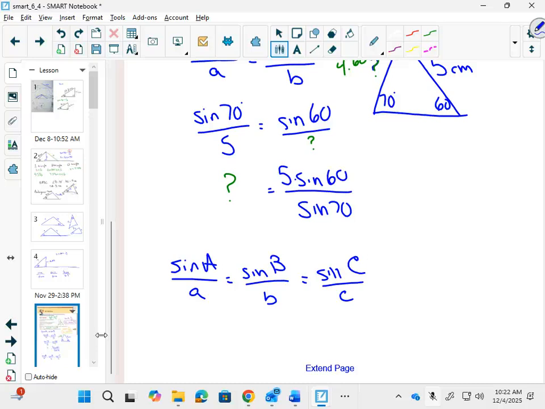And you can use any two that you want. It's the only formula that has two equal signs, but really those two equal signs say whenever you want to use it, you just pick whichever two you want. Okay?